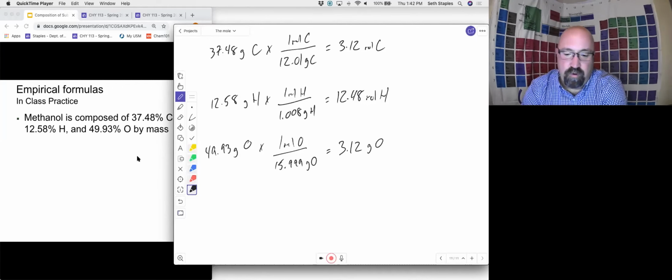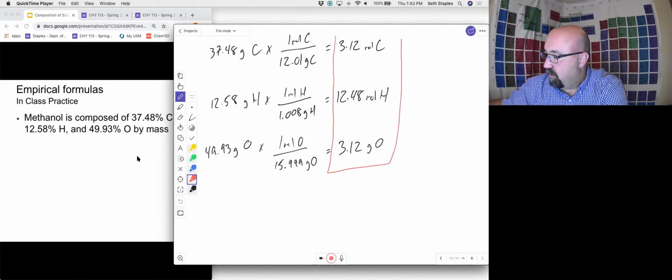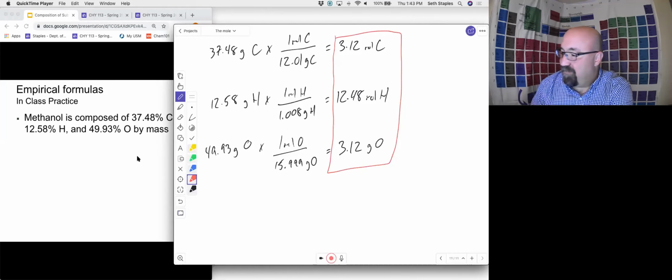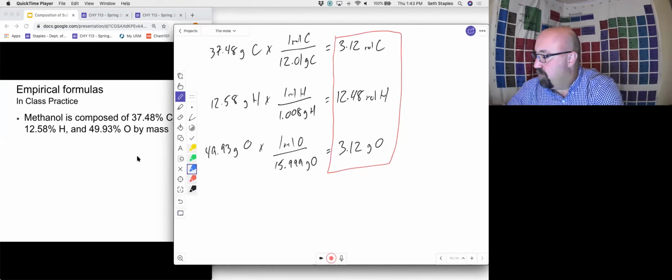Now what we're going to do is take each of these mole numbers here. So each of these moles that we've calculated, we're going to take and divide each of those by the smallest one. Now the smallest one in this case is equal for 2 of them. So our smallest number here is 3.12. So we're going to divide each of these by 3.12.